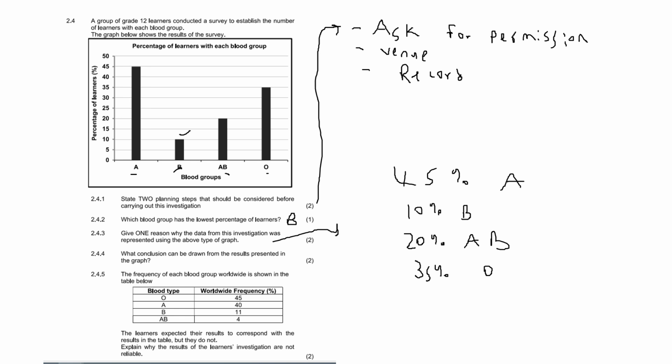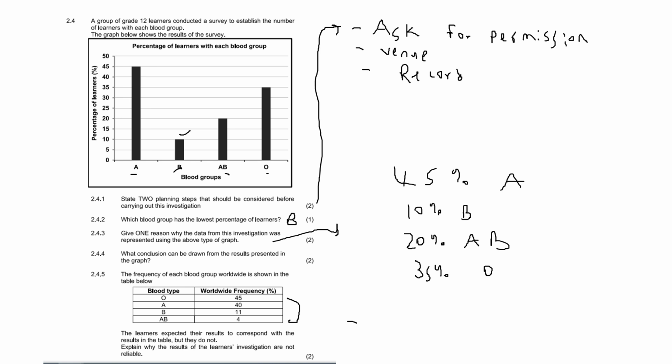And then 2.4.5: the frequency of each blood group worldwide is shown below. Worldwide we've got more people with blood group O, and we call those with blood group O universal donors. The learners were expecting their results to correspond with the results in the table, but they do not. Explain why the results in the investigation are not reliable.